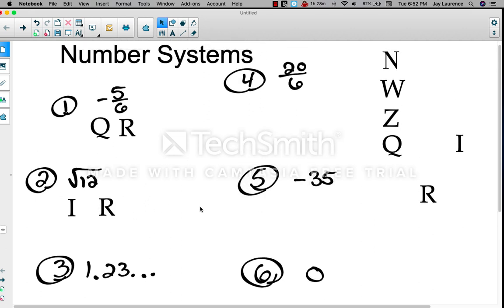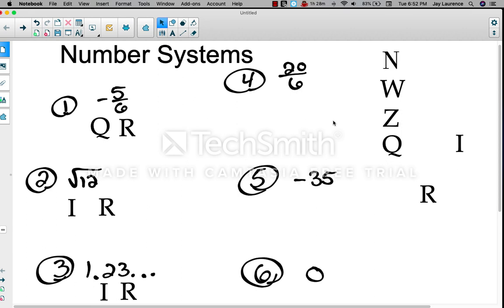All right, number 3, I've got this 1 and 23/100 ... Remember, the ... means the number is like pi, forcing it to be irrational and real. It's a decimal that goes forever without repeating.